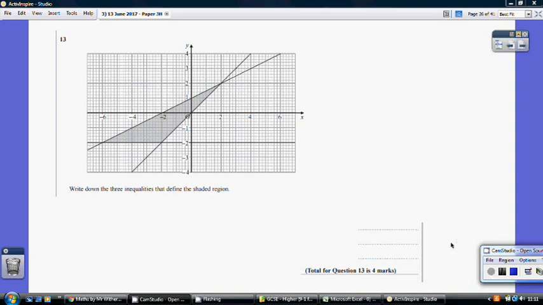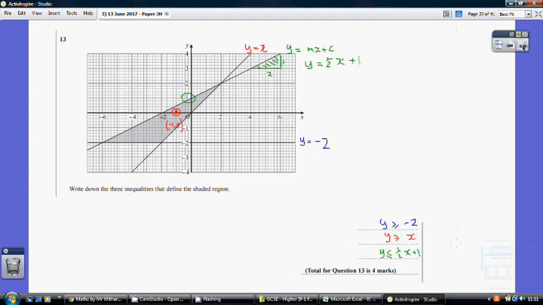So for question 13, I've got to write down the 3 inequalities for the defined region. So first, let's start with the easier one here. This line here, I can see that all of the y coordinates are -2. For example, 2, -2, 4, -2, 6, -2. So that line there is y equals -2. Be very careful not to think it's x equals -2.